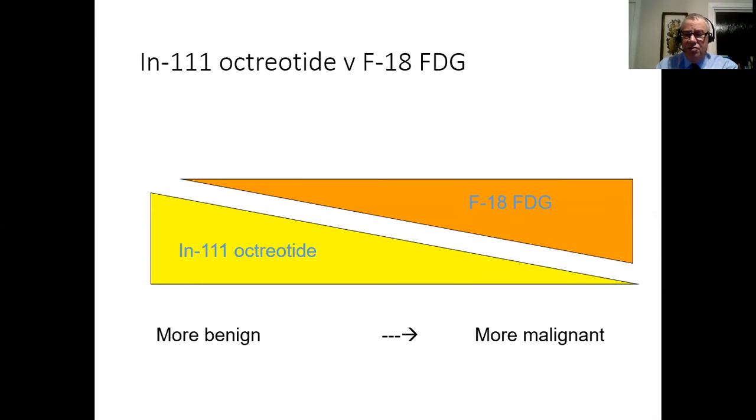So this was the traditional idea, that as you would get more uptake of somatostatin, they were more benign, and more uptake of FDG, they're more malignant. And there's still some truth in that, but there's a lot of patients who sit in the middle, and they may not particularly have malignant disease. And there's a group of patients who have multiple endocrine neoplasia type 1, who can be quite positive with both, but have quite indolent disease.